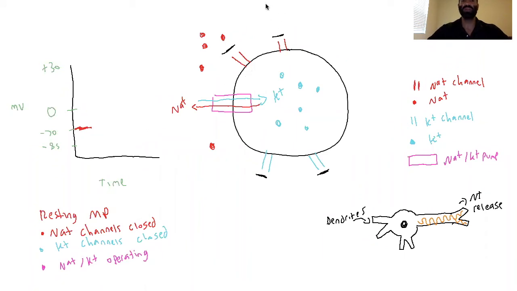But what if we take off the gates off the sodium channels? Well, guess what? We have a very steep concentration gradient of sodium outside and potassium inside. So what's going to happen is the cell is going to go through the second stage, which is called depolarization.